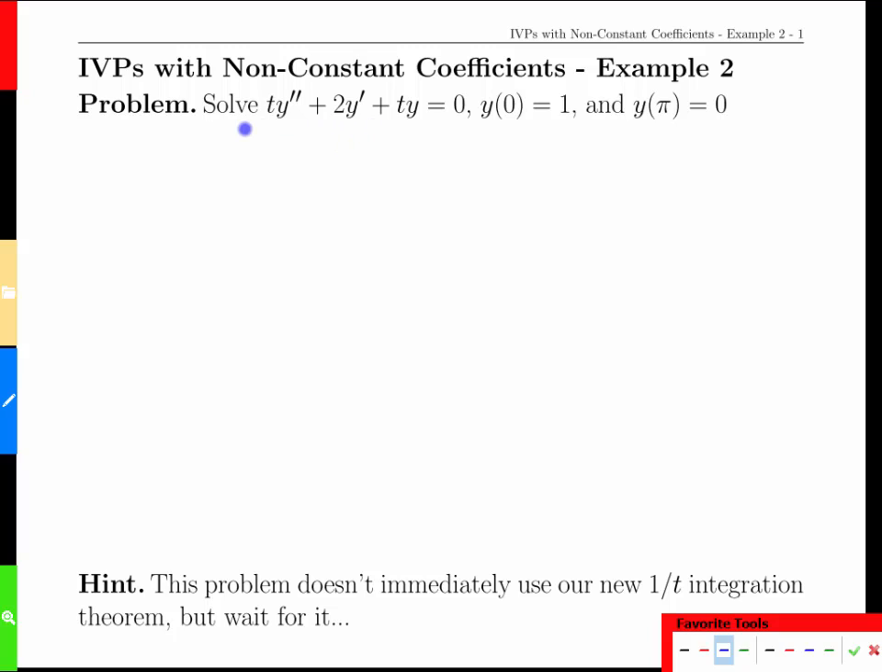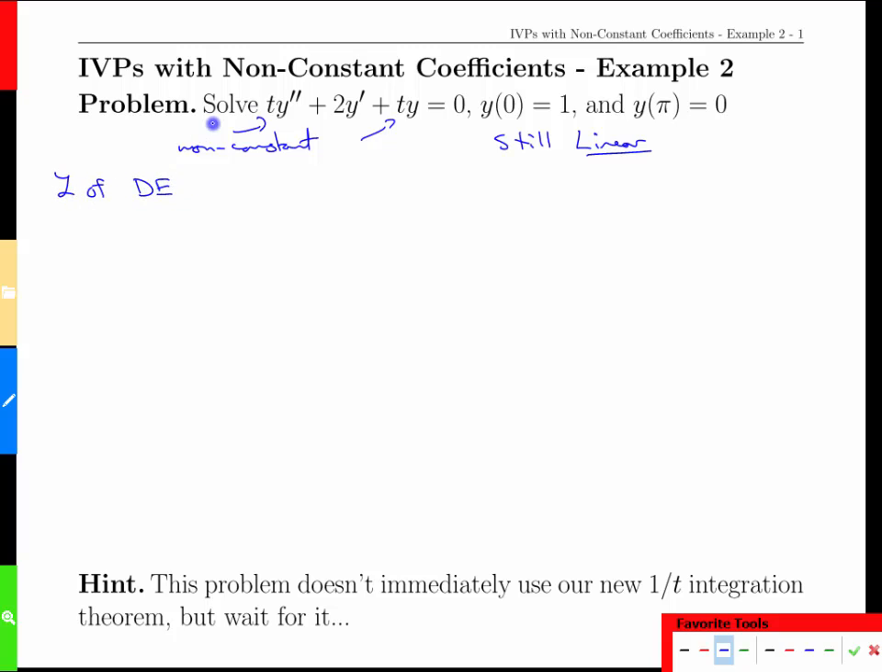In this example, we consider again the issue of having non-constant coefficients. In fact, in this example, there are two non-constant coefficients, one with a y double prime and one with a y. It's important to note that the equation is still linear. With that in mind, we'll proceed to try to solve this by using Laplace transforms.